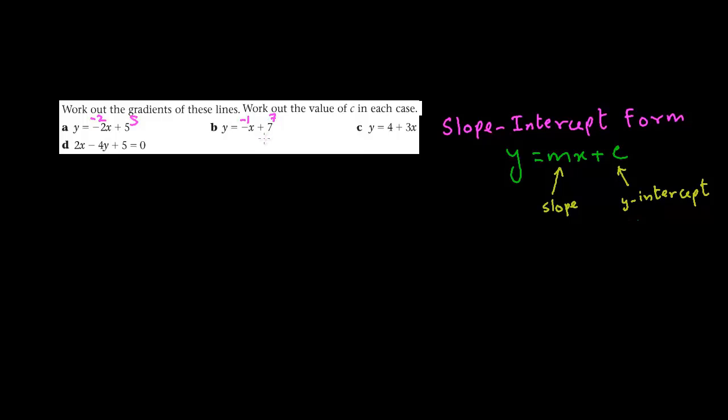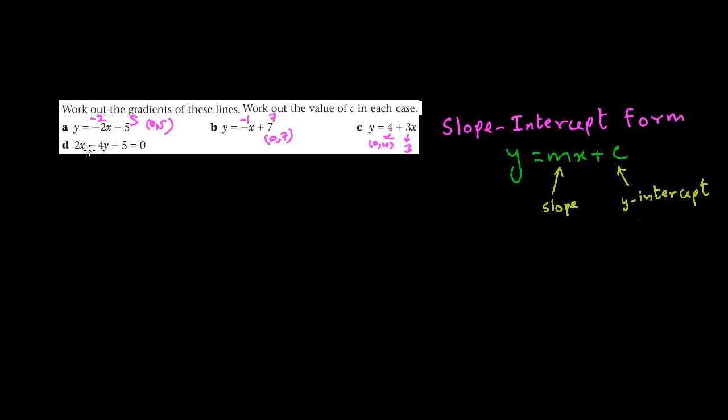Since the y-intercept has x-coordinate 0, if you have to write down the point of the y-intercept, that would be (0, 7). Here it would be (0, 5). So the next one, the y-intercept is 4, meaning the coordinate is (0, 4), and the gradient is 3.